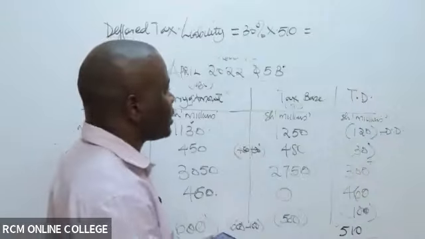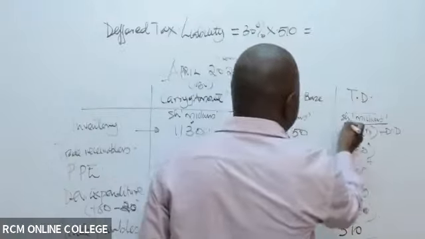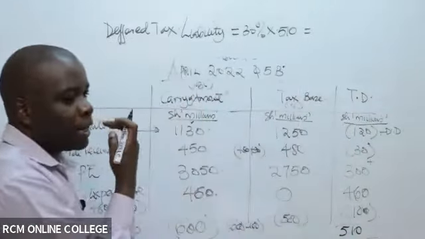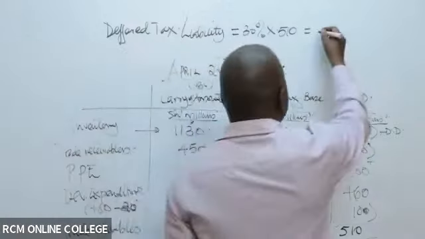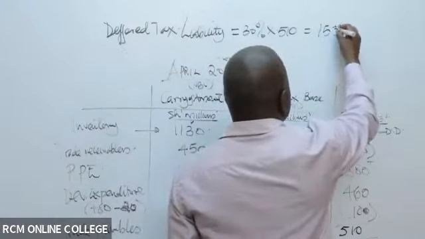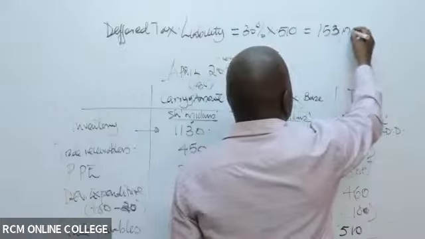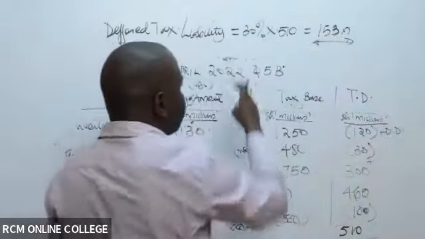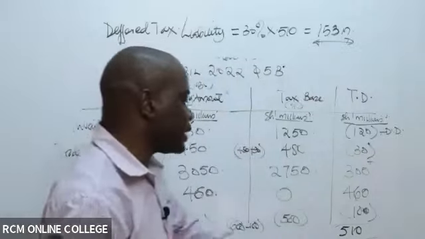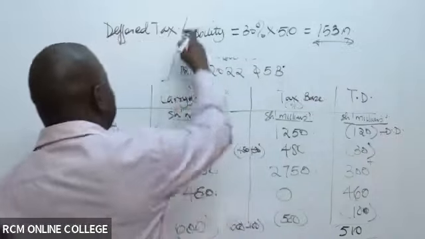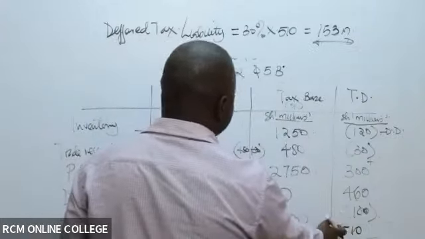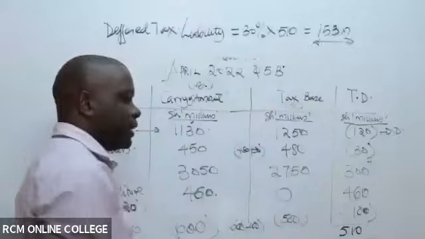Remember, our figures are already in millions. It will be equal to 153 million. So that is what, the deferred tax liability. If it would have been negative, it would have led to a deferred tax asset. But since the temporary differences are positive, it is a deferred tax liability.